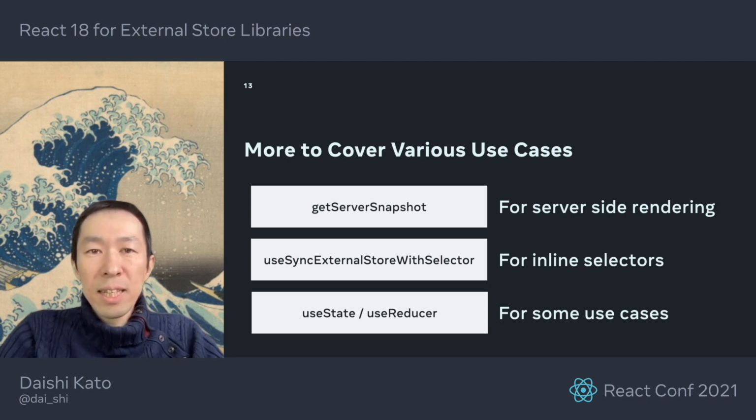And last but not least, in some use cases, useState and useReducer may work well enough for external stores, and sometimes they are desirable because they are more primitive hooks. We hope to discuss more patterns in the future.